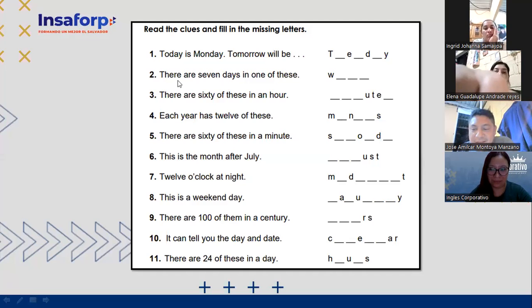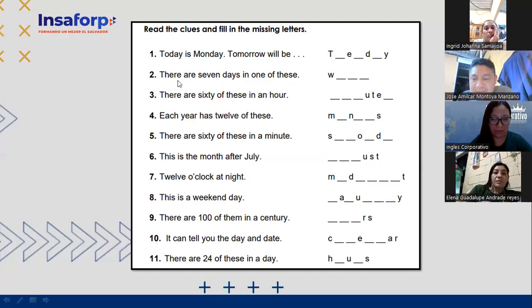S. I. S A. A. No. Esa es la A. ¿Qué dijimos de la S? S. A. I. A. Es que las confundo. S. I. A. S. A.